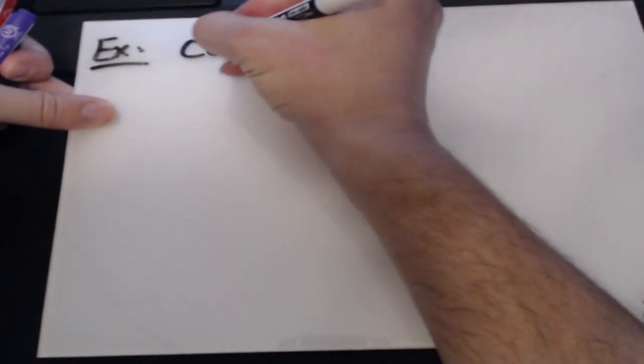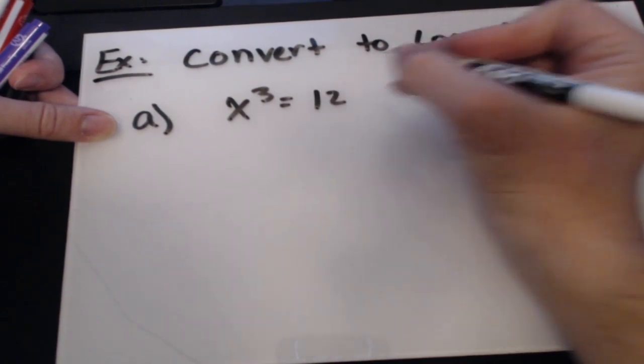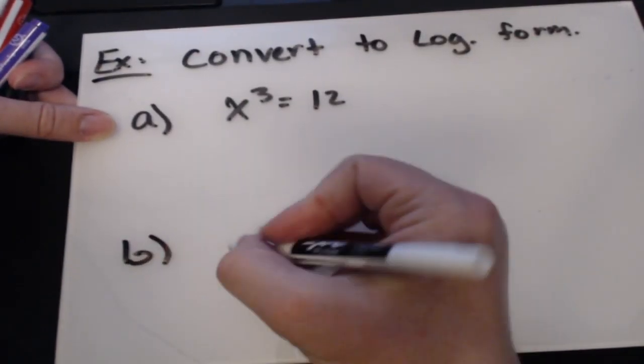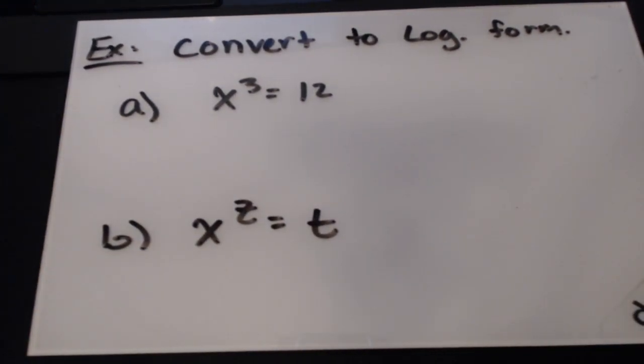All right. You then have: convert to logarithmic form. So you might have x to the third equals 12, or x to the z equals t. All right, you might have just random variables. You might be given numbers. The key word is they asked you only to convert, not to solve.